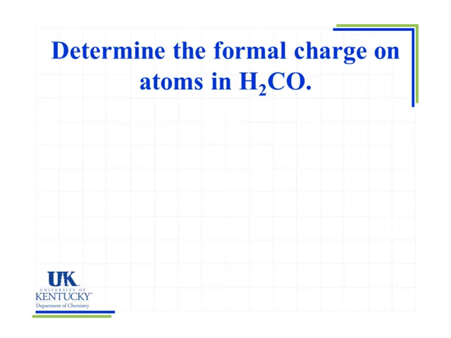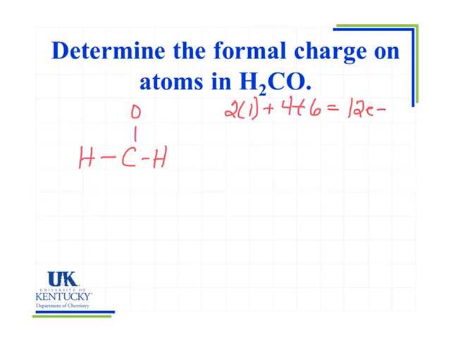For hydrogen, I have 2 hydrogen atoms, each with 1 valence electron, plus 4 for the carbon, plus 6 for the oxygen. And so I have a total of 12 electrons in my structure. I see that carbon is going to be a central atom. Hydrogen always has to be a terminal atom. And oxygen will be a terminal atom because carbon is less electronegative than oxygen. So I've filled out my skeletal structure.